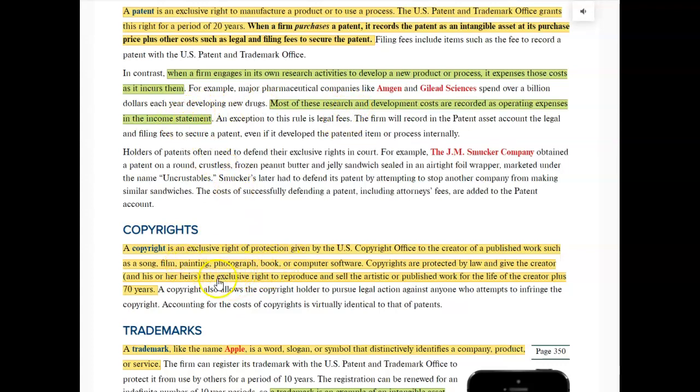Copyrights, these are good for the life of the creator plus 70 years. So these are good for a long time. So you might develop your own copyright, which you probably will not have then a cost to capitalize. But if you buy it from someone else, then again, the cost incurred would be included in an account we can just call copyrights, another intangible asset.